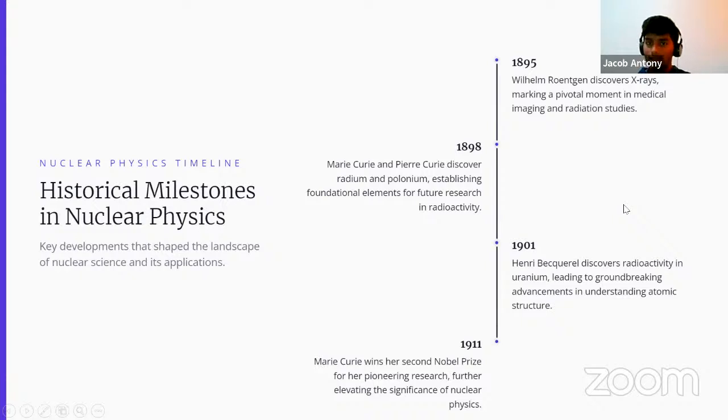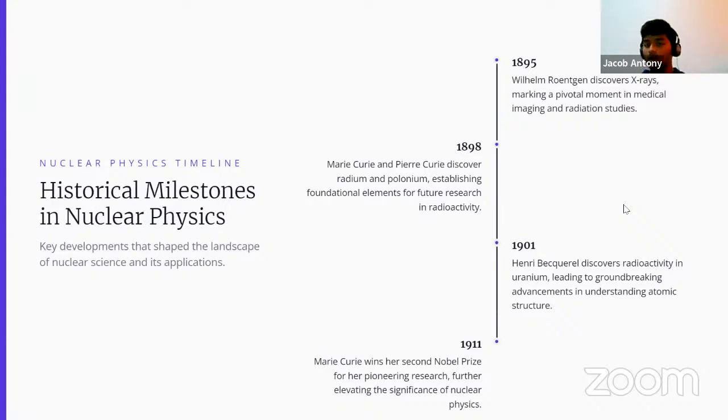In 1898, Marie Curie and Pierre Curie discovered radium and polonium, establishing fundamental elements for future research in radioactivity. Marie Curie and Pierre Curie are scientists, and in 1898 they discovered radium and polonium, which are key elements in radioactivity. Then in 1901, Henri Becquerel discovered radioactivity in uranium, leading to groundbreaking advancements in understanding atomic structure.